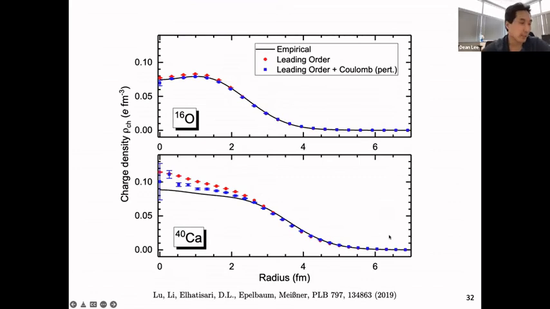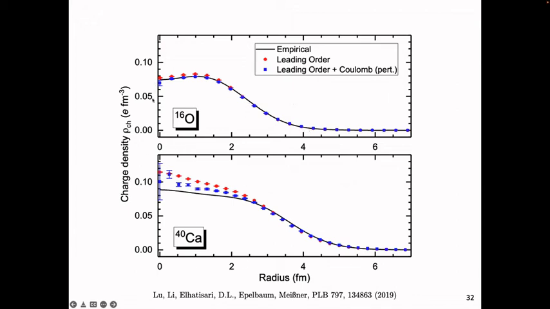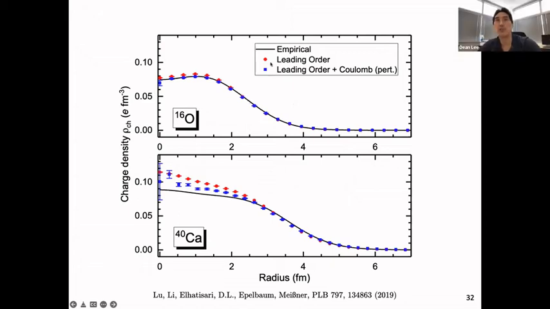And you can also take a detailed look at what the charge distributions look like. Here with Coulomb in the blue squares, you can see a good agreement with the empirical charge distribution, the charge density versus the radius. The empirical results come from electron scattering. You can see also that calcium-40 is doing relatively well. The central densities may be a little bit above the empirical results, but it's pretty good for this very simple interaction.